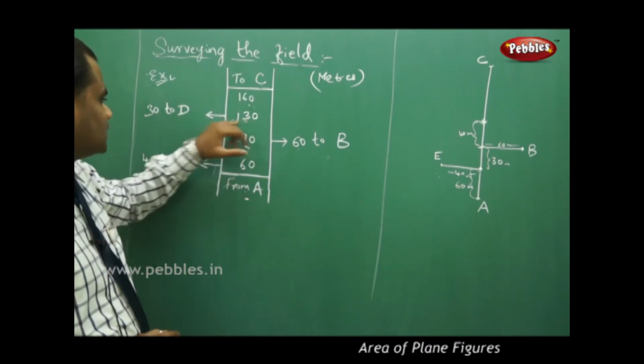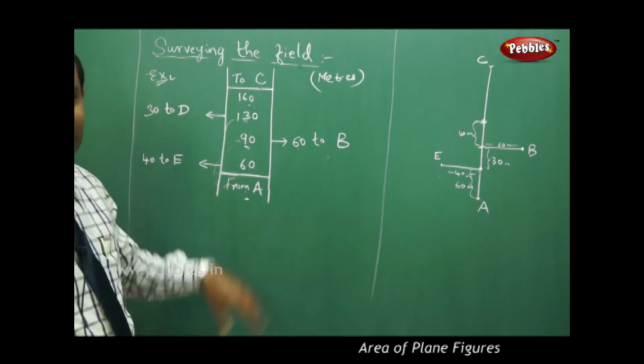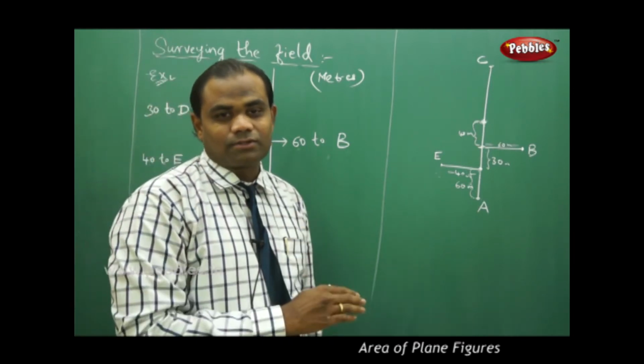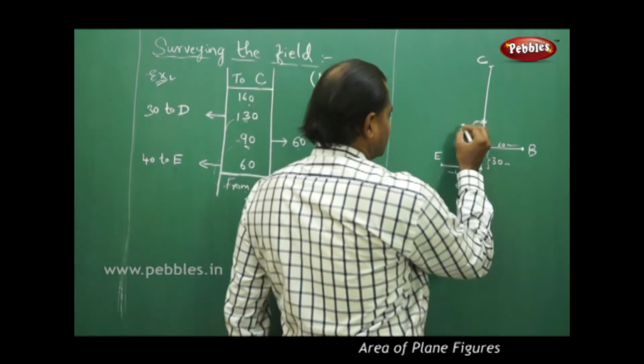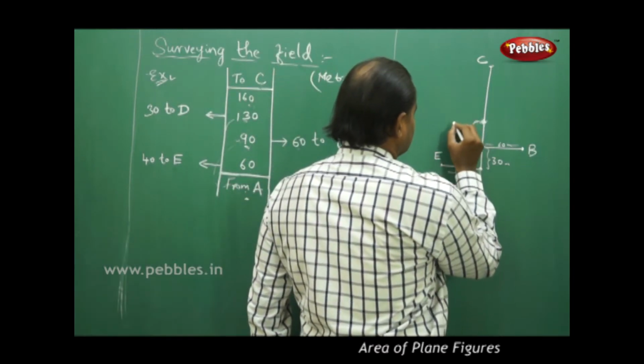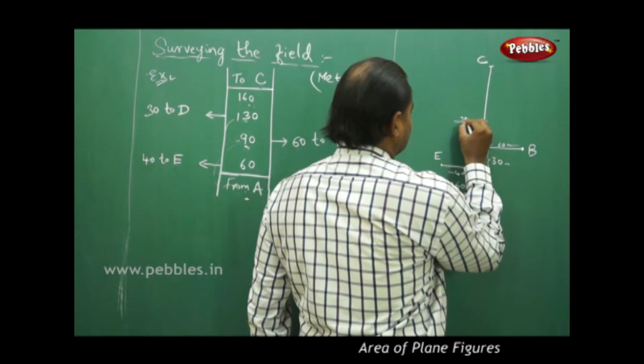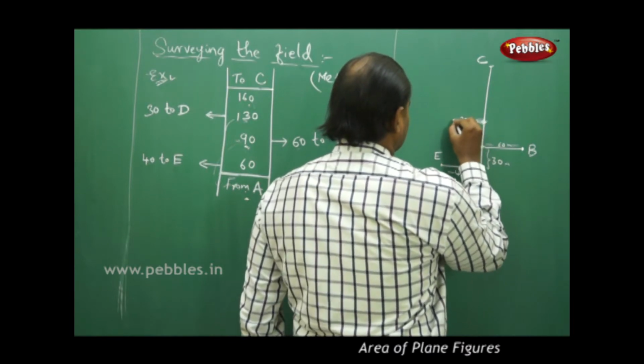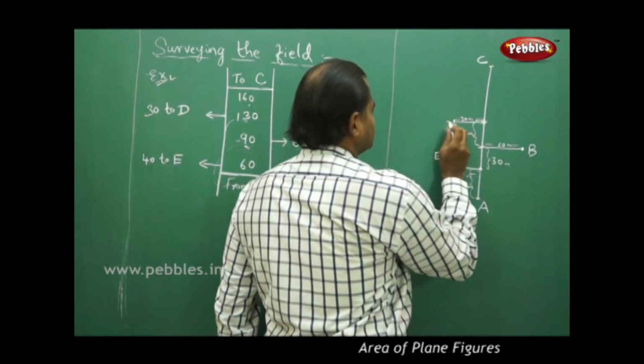Now after 130, I see that there's a point D on the left with 30 meters to the left. Therefore, I take a point 30 meters to the left, so that here there is a point D which is obtained.